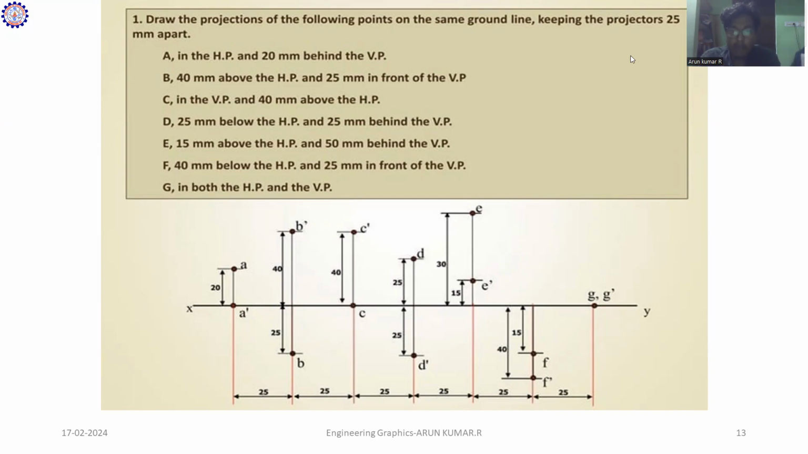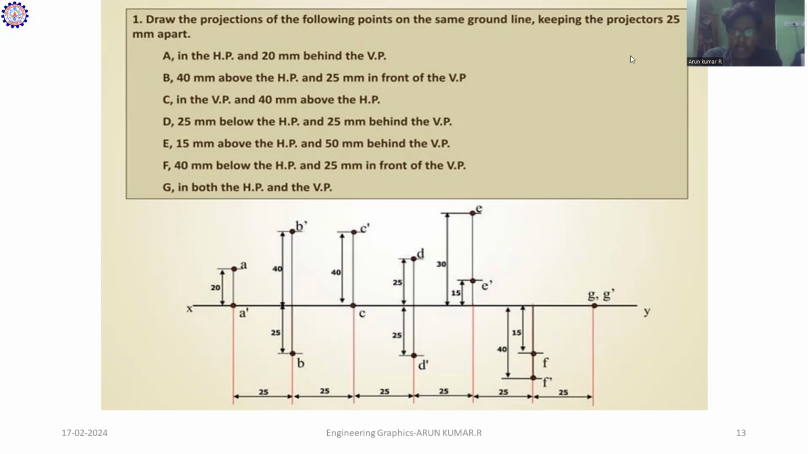But 20 mm behind the VP, we have to understand what behind means. Behind means the point is always above the XY line. So we have to predict which quadrant it lies in. First of all, here is an easy technique for understanding: above means above the XY line, in front is always below the XY line, and behind is above the XY line. These are the techniques we use for understanding projection of points problems.